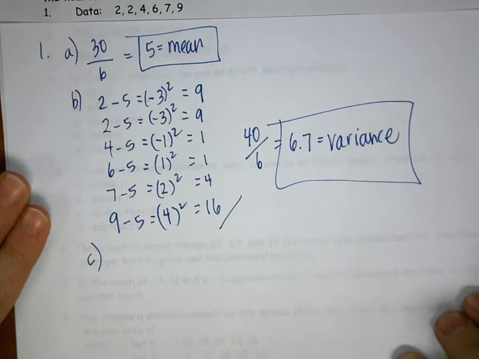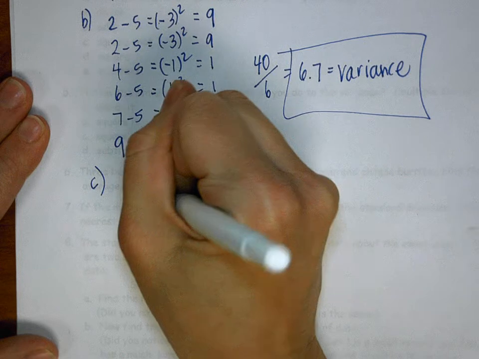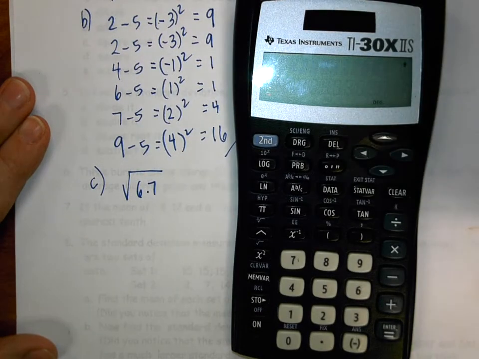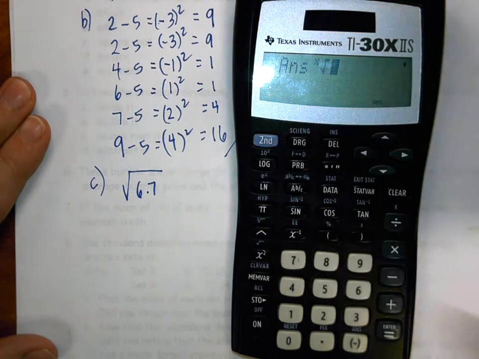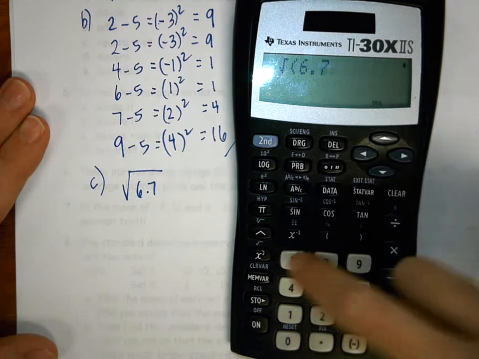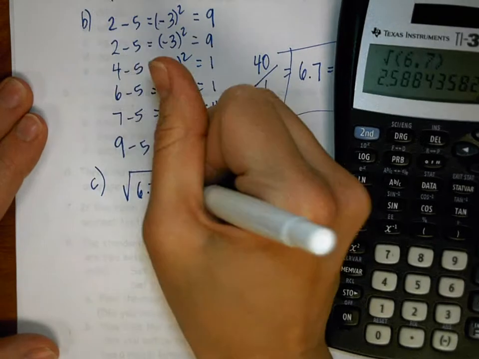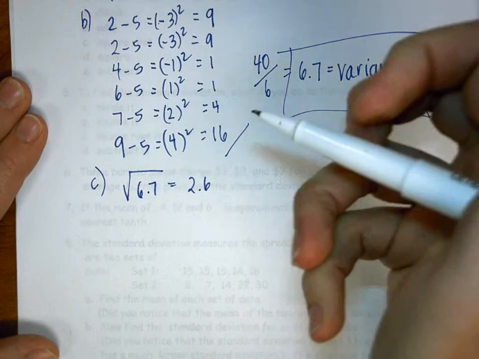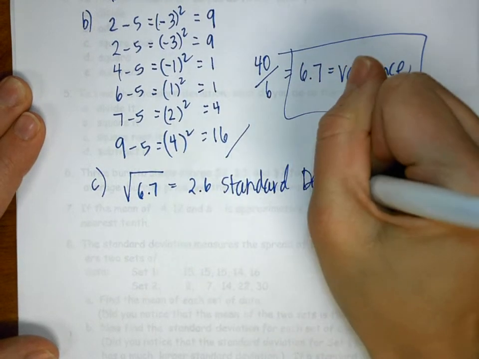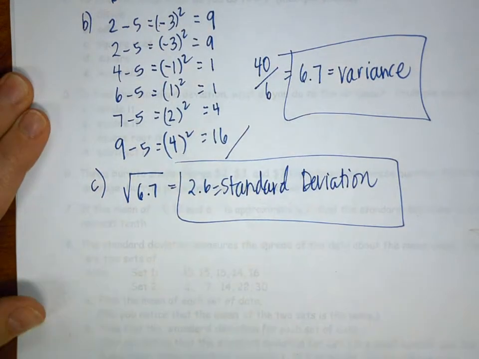Who remembers how I find standard deviation? Good, you take the square root of your variance, so the square root of 6.7. So, in your calculator, where is my square root button? Oh, I see it. There it is. The square root of 6.7 is 2.58, which would round to 2.6. And what is that? Standard deviation. Okay, and we are done with number 1.